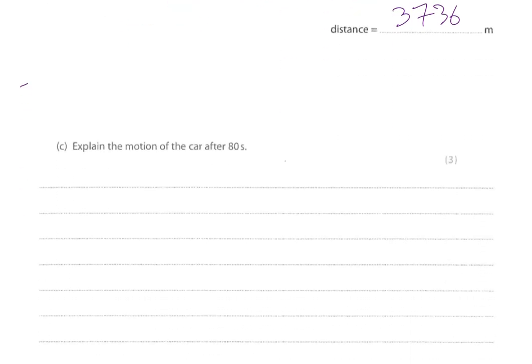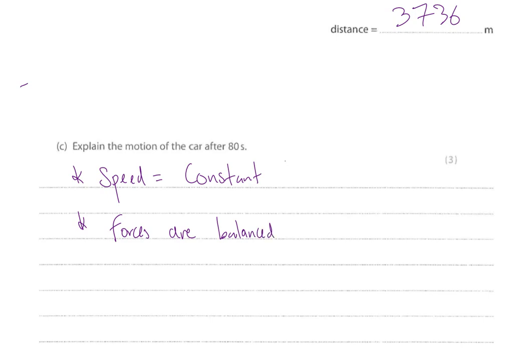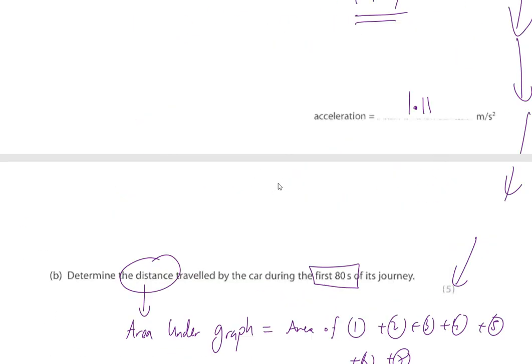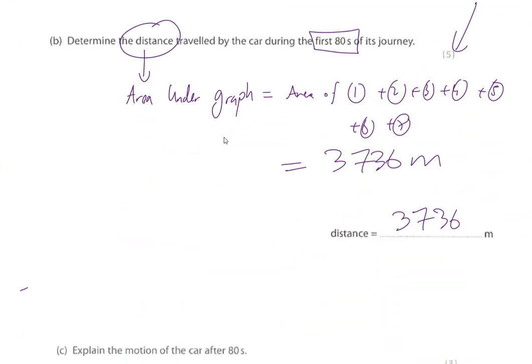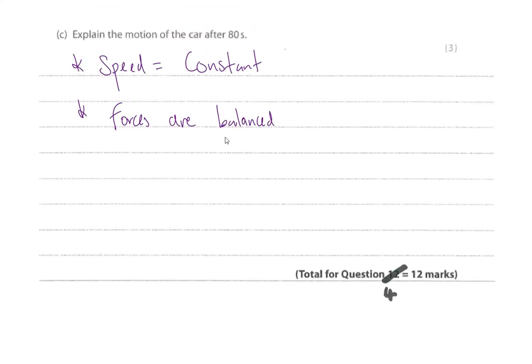First thing, if the line is flat, it tells us the speed is equal to constant. So it is going at constant speed. Now, why is it going at constant speed? This tells us that the forces are balanced. So the forces on the vehicle, on the car, are balanced. So this means that the driving force is equal to the air resistance.